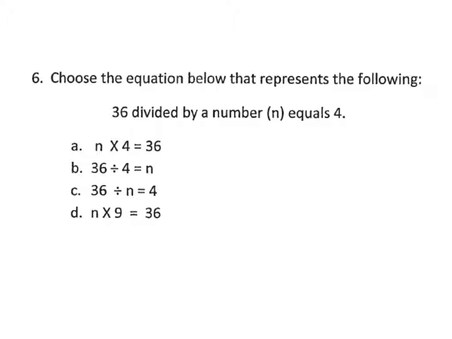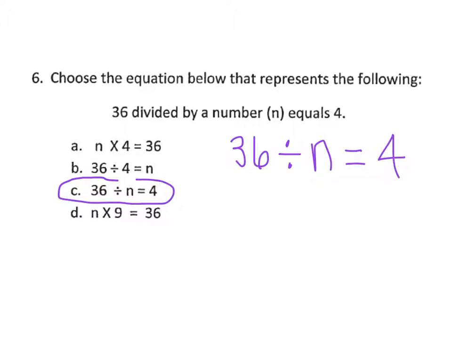Let's take a look at number 6. Choose the equation below that represents the following. 36 divided by a number, n, equals 4. So for this one, I write down what I read. So 36 divided by, using this division symbol, a number, n, equals 4. Which one of those matches what I have written down? Pause the video while you work and replay when you are ready. So I see that the correct match is letter C.